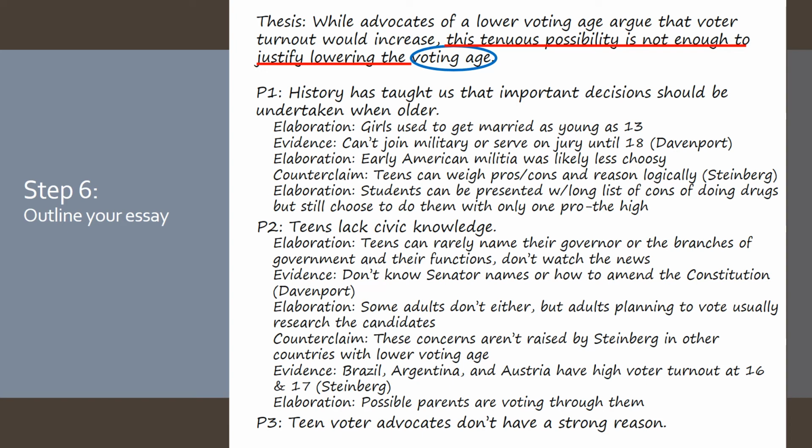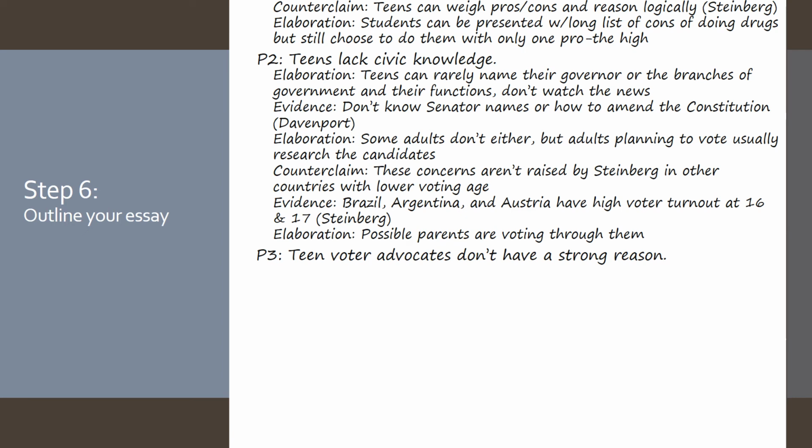So for my last point, if there were a strong reason for lowering the voting age, we would be seeing people protesting in the streets. You would see picketing going on. You would see all these things, but there's not, because there's no strong reason to lower the voting age. My evidence. Last time the voting age was lowered was during Vietnam, and the argument was if you were old enough to fight, you were old enough to vote.